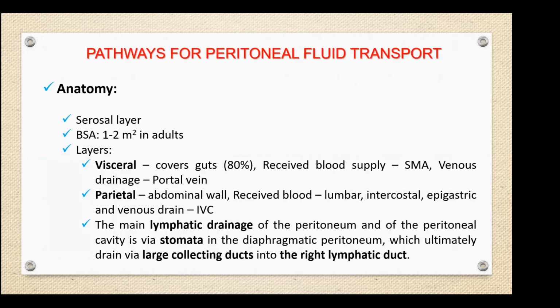We will first see, very quickly, the anatomy and physiology of the peritoneal membrane. It is a serosal layer. The body surface area is 1 to 2 square meters in the adult. There are a visceral layer and a parietal layer. The visceral layer covers the gut.